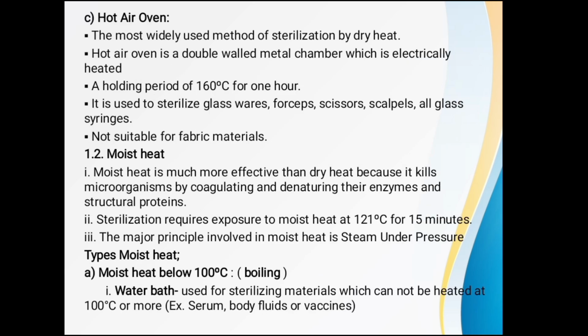Hot air oven. The most widely used method of sterilization by dry heat, the hot air oven, is a double walled metal chamber which is electrically heated. A holding period of 160 degrees Celsius for 1 hour. It is used to sterilize glasswares, forceps, scissors, scalpels, all glass syringes. It is not suitable for fabric materials.